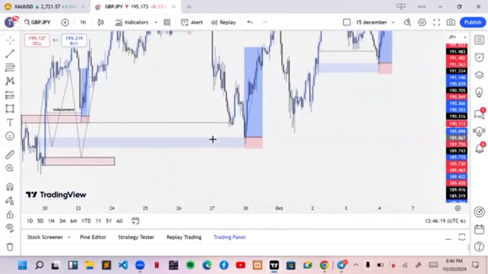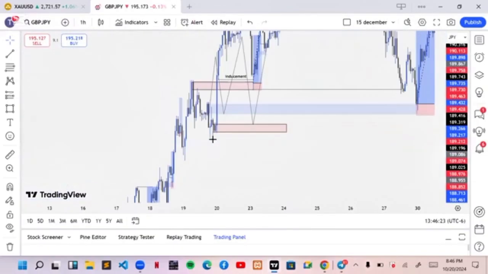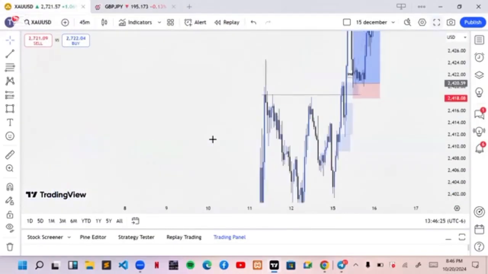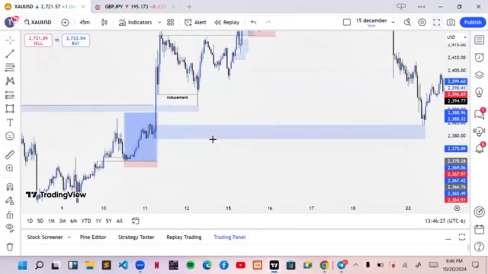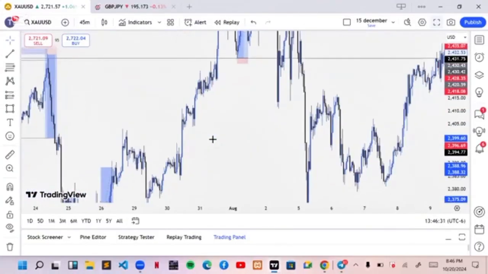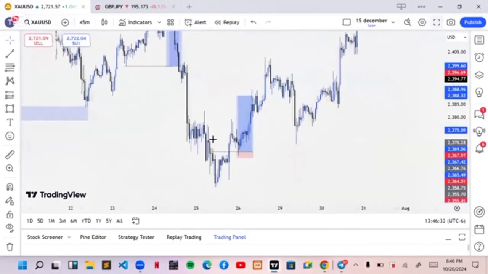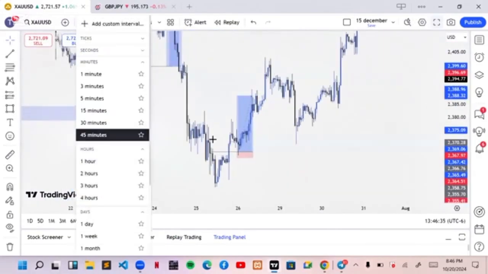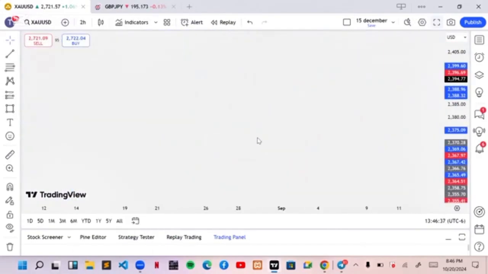Okay, let me see if I have a trade on another block. So I have a trade with another block. Let me show you so you know when to use another block. This is also a breaker block trade.